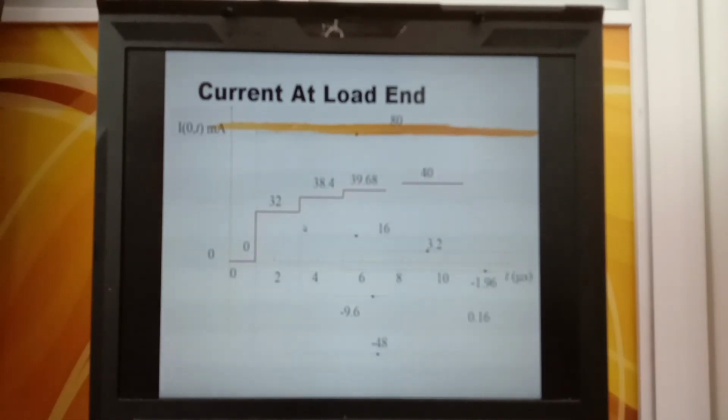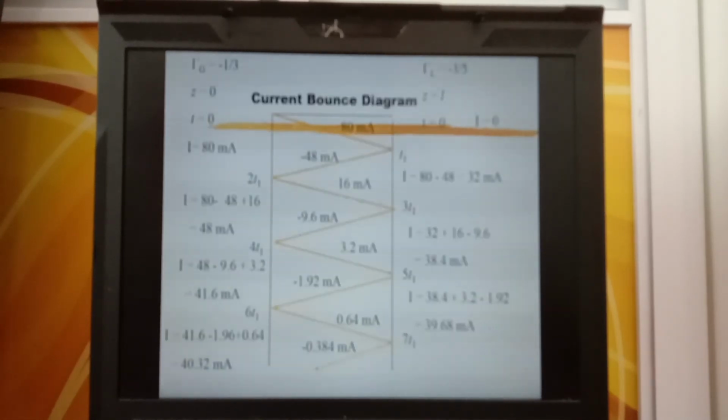Therefore, at time t equals 3 microseconds, the total current will be given by 16 plus minus 48 plus the earlier current of 32, so that gives us 38.4 milliamp, as we get here. 32 plus 16 minus 9.6 gives us 38.4 milliamp at 3t1.